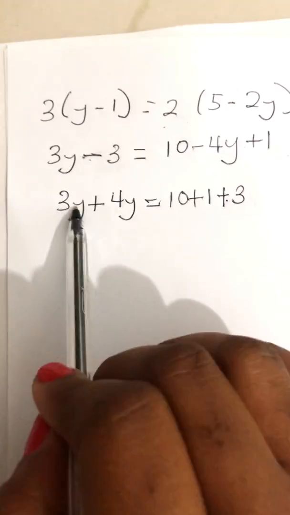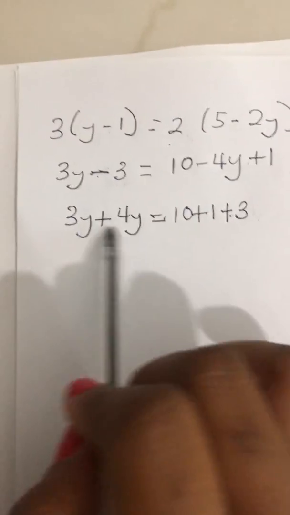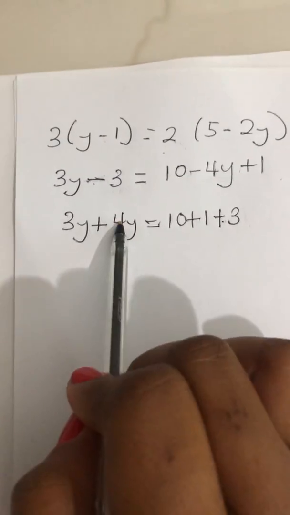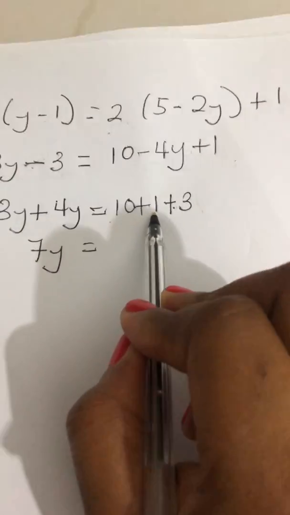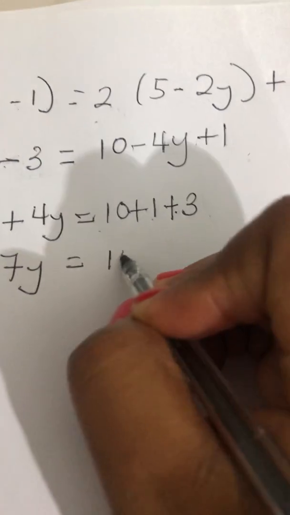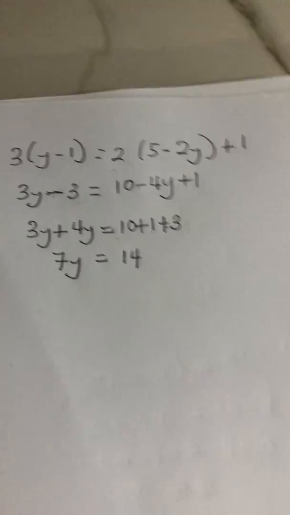Okay, so we have 3y plus 4y. I told you that when you have two variables, don't confuse it. You just do 3 plus 4. 3 plus 4 is 7. Then you just bring 1y. So you have 7y. It's equal to 10 plus 1 is 11. 11 plus 3 is what? 14. Are we done? No.